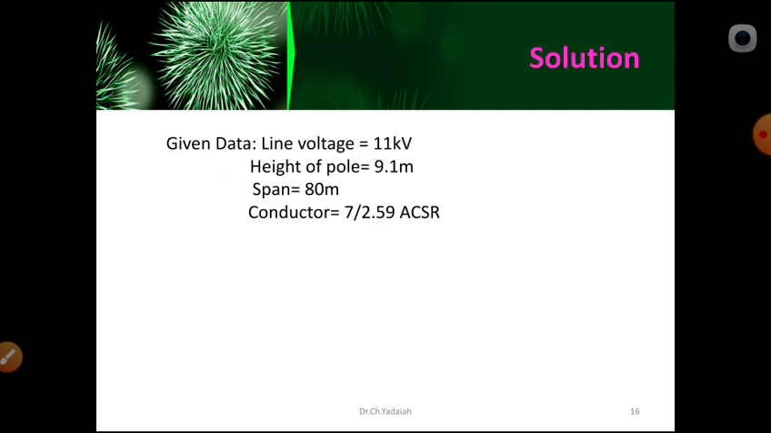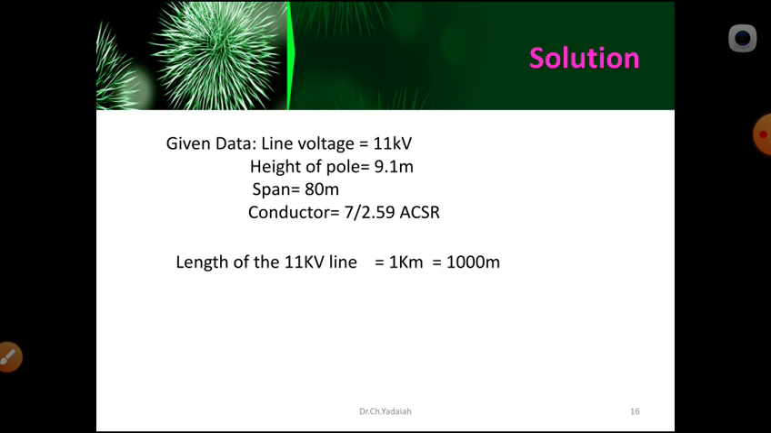Now what is the problem given? The given data: line voltage is 11 kV, height of the pole is 9.1 meters. I think it is not needed in the calculations, but you have to remember 9.1 meters, the PSCC pole. The span, pole to pole, is given as 80 meters. The conductor is a 7 by 2.59 ACSR conductor. These are the data given.